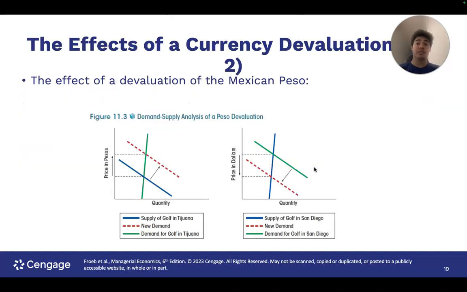And now we're going to talk about currency devaluation. Currency devaluation is good, and it can also be bad. So in this example, they're talking about golf, and this doesn't have to be just golf. It applies to every other product, and this goes into imports and exports. So this example is talking about golfing in Mexico compared to golfing in the US. And if the Mexican peso were to have a devaluation, meaning the peso is less than the US dollar, that means more people in the US are going to buy Mexican golf in this example.